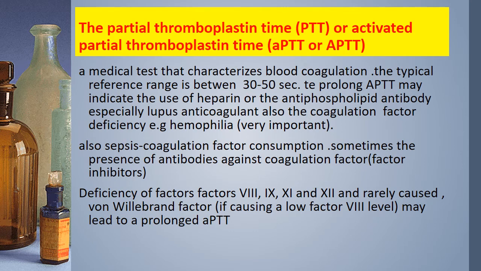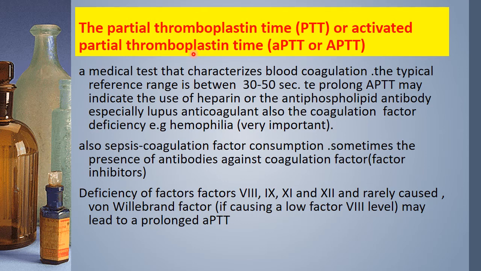Another test which is required, we call it the partial thromboplastin time or activated partial thromboplastin time. Even this type of patient is used for blood coagulation. Reference range from 30 to 50. Even it is going to be used for those types of patient who is taking anticoagulant heparin.